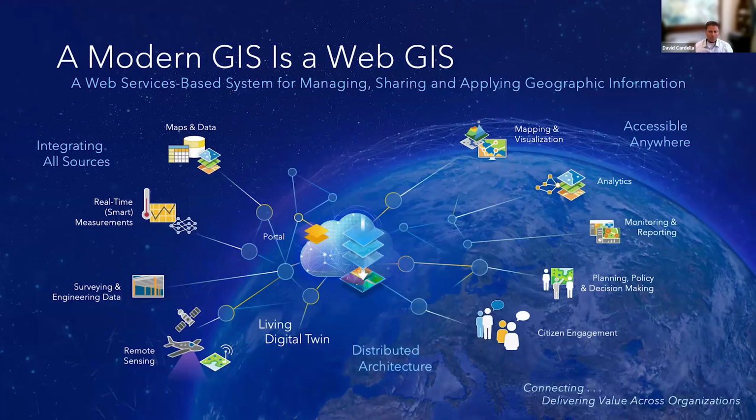Our technology itself is built on a modern GIS architecture that we call Web GIS. And it enables mapping, sharing, analysis, data management, collaboration through a set of services. And it's these services that you can leverage and bring into your solutions and focused workflows. And as a Web GIS, it integrates with all your data sources. It supports a distributed architecture, which makes your data, maps, experiences available anywhere. Ultimately, it's delivering value across your agencies.